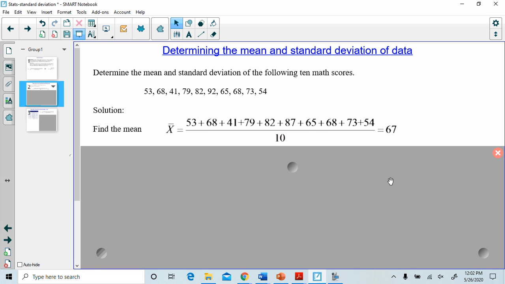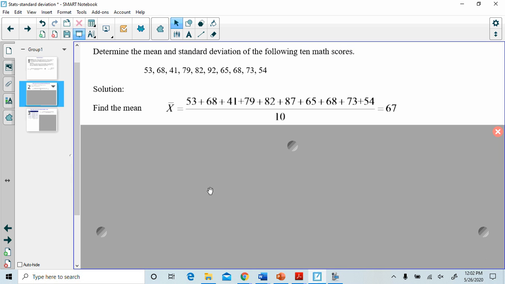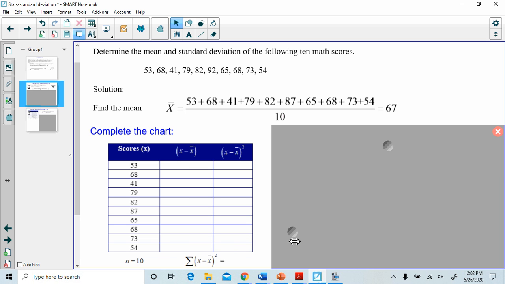From there, we're going to use the mean to help us get a little closer to that standard deviation. And to get a little closer, we're going to need to do a little bit of work. So the first thing we're going to do is fill this chart in. You can see on the left, these are all your scores, and on the bottom, number of terms is 10. And in the middle, X will be your score, the X with the bar on top, that's your mean.